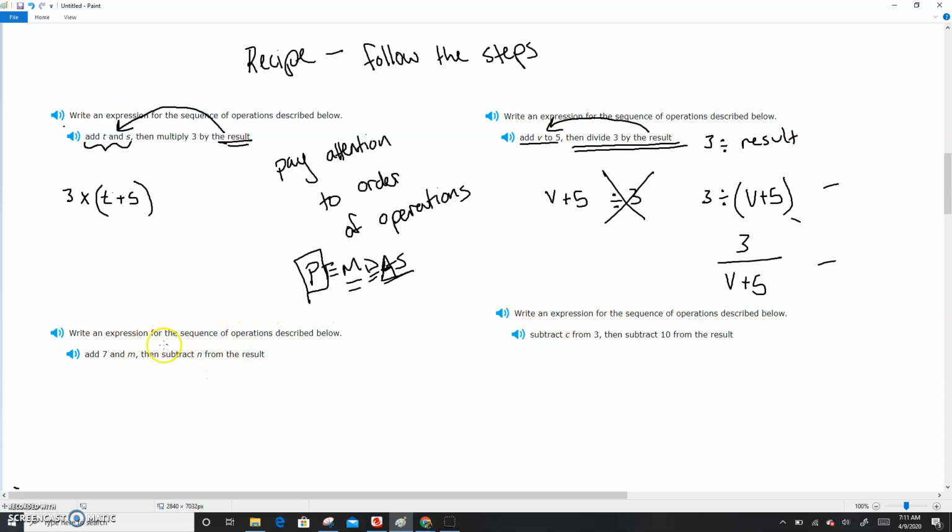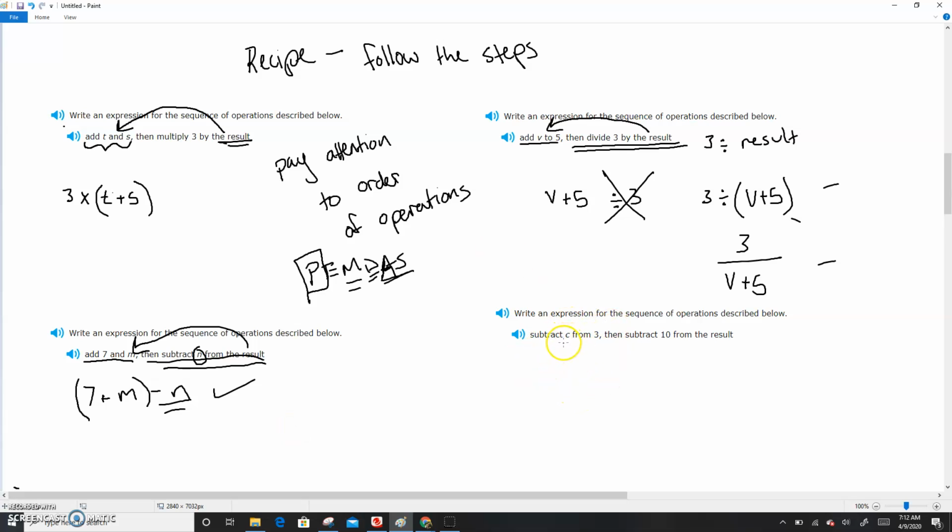We want to add 7 and m and then subtract n from the result. So we're going to do 7 plus m. That's my first step. And then I subtract n from the result. I'm taking n away from the result. So I'm first adding 7 plus m, and then I'm subtracting n. And that's my answer.